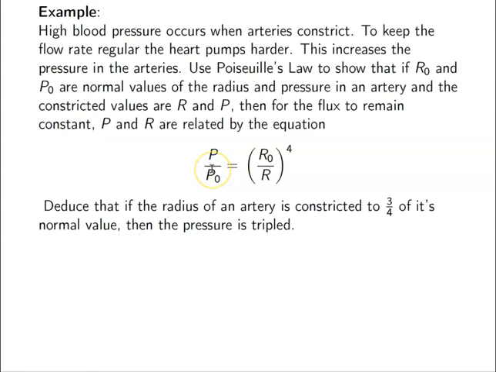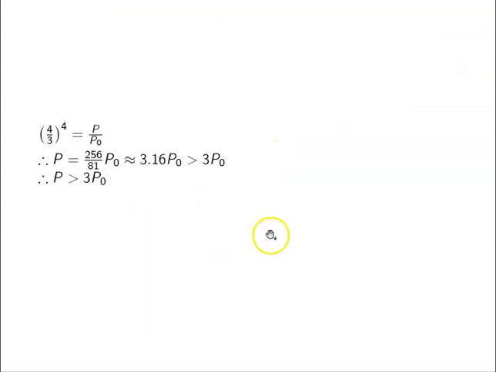And remember what my question was: deduce that if the radius of an artery is constricted to three quarters of its normal value, meaning if the ending amount of the inner radius is three-quarters the amount of what I started with, then my pressure is tripled. And so what do we get here? I got that my end pressure is this amount times the initial pressure, which is around 3.16, which is more than 3. So my terminal pressure is more than 3 times my initial pressure. So it more than triples the initial pressure.